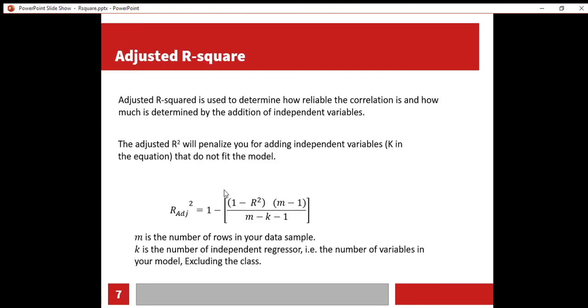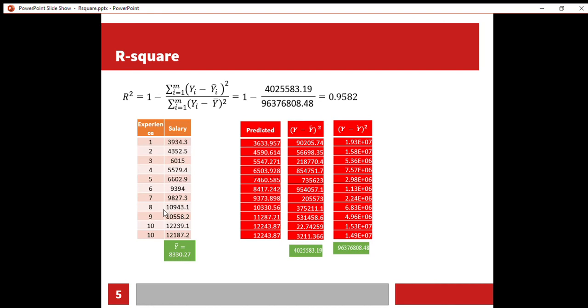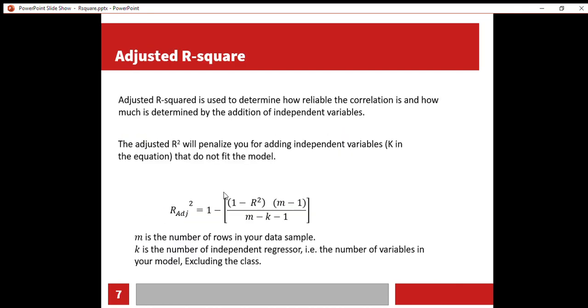This is the equation to find adjusted R-squared: 1 minus R-squared multiplied by m minus 1, where m is the number of samples in our data set. For instance, if we apply this to this example, we have 10, and m minus k minus 1, where k means the number of features. In the previous example, we have only one feature. It's just the predictor, not the class label.